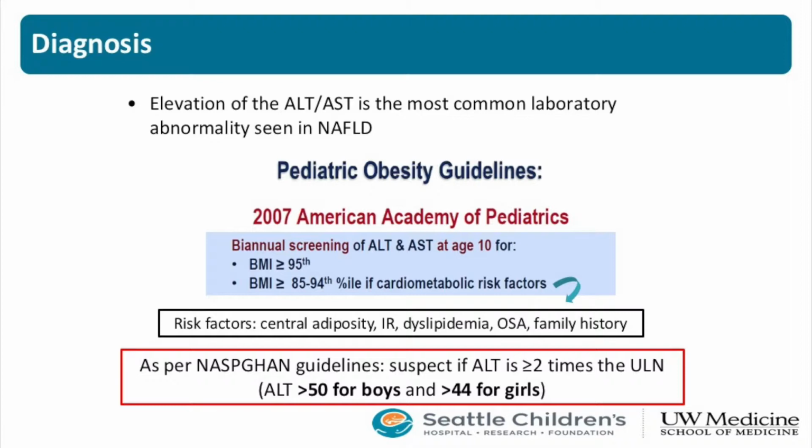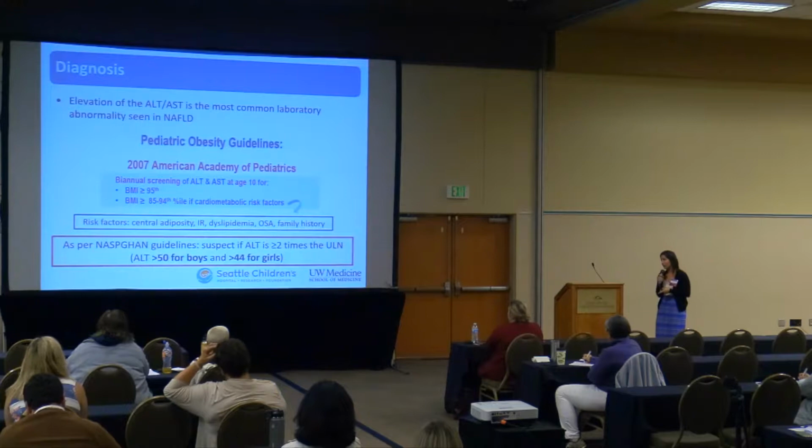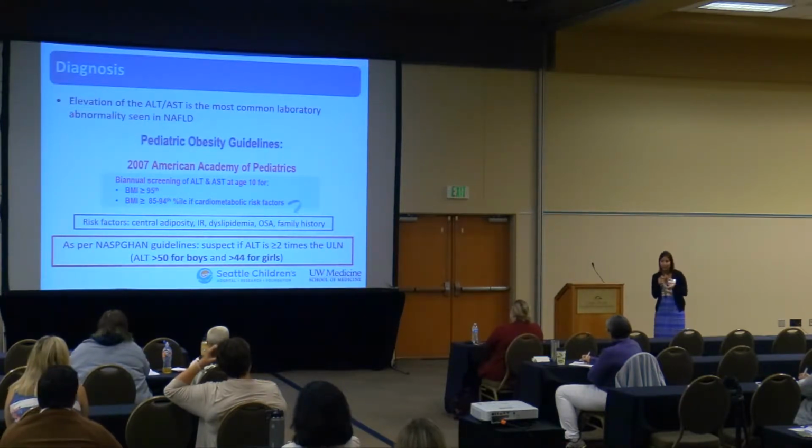Now, normal ALT and AST in children, normal is about 20. Two times the upper limit of normal is when we start to worry. So that means that ALT above 50 for boys, because it's 25 normal, and above 44 for girls is abnormal. It's twice the upper limit.